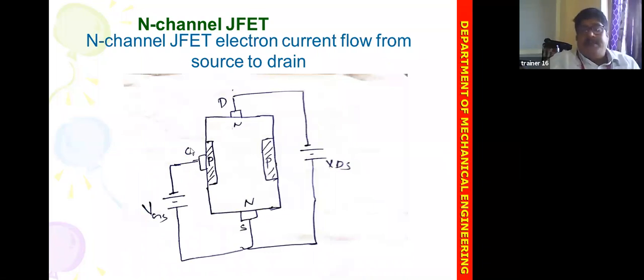In the N channel JFET, the majority carriers are electrons. There is a flow of electrons.